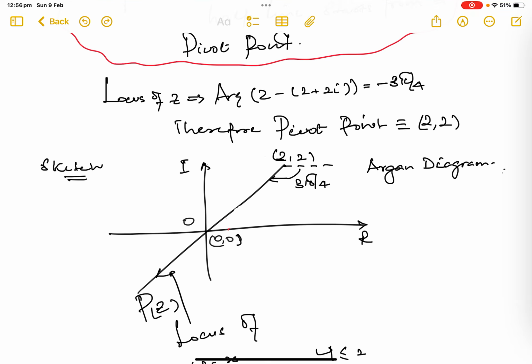So the Argand diagram, the real axis and imaginary axis, 0, 0 starting point. So the locus is the line. The pivot point for z is 2, 2. The argument, the angle, is given as minus 3 pi by 4. So in other words, clockwise 3 pi by 4. So the angle with the parallel to the real axis, and it's actually going through 0, 0.